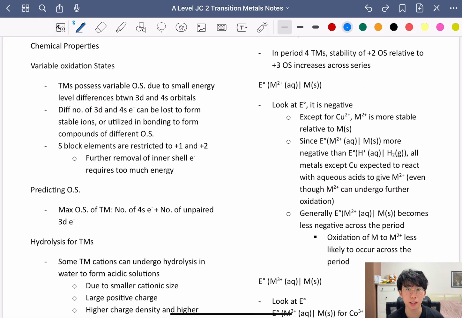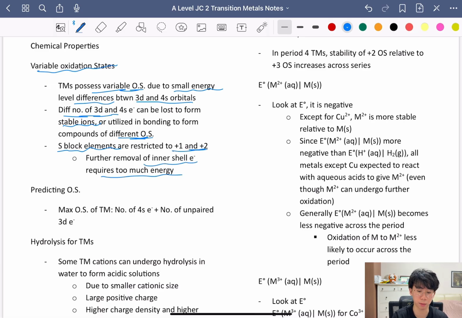On to chemical properties. Transition metals are known to have variable oxidation states. They possess these variable oxidation states because of small energy level differences between 3d and 4s orbitals, and there's a different number of 3d and 4s electrons that can be lost to form your stable ions, and these different stable ions are what's responsible for the different oxidation states. Your S block elements, however, are restricted to +1 and +2 oxidation states because any further removal of the inner shell electrons will require too much energy.